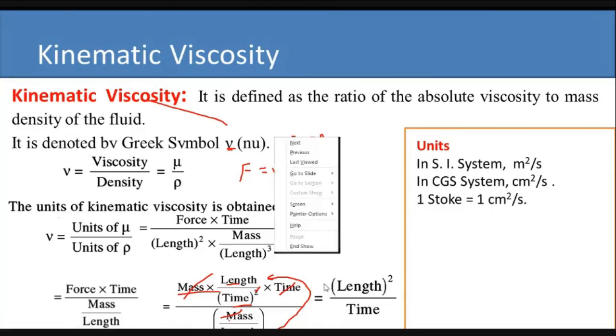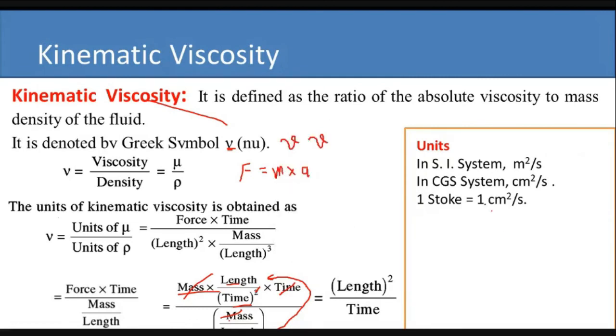Now what is the conversion between meter and centimeter? 1 meter equals 100 centimeter. So 1 meter square is equal to 10 to the power 4 centimeter square. So 1 centimeter square will be 10 to the power minus 4 meter square. So 1 centimeter square per second is nothing but 10 to the power minus 4 meter square per second. So one stroke, which is 1 centimeter square per second, is also equal to 10 to the power minus 4 meter square per second.